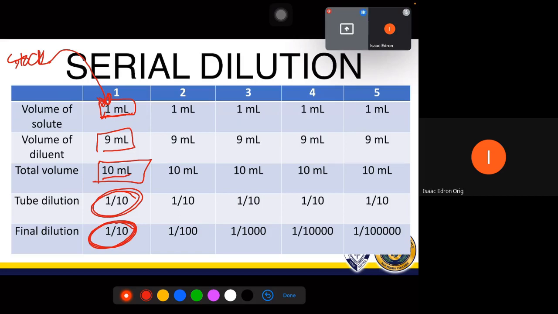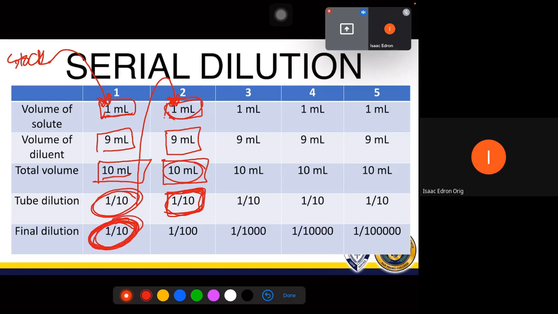Okay? Then, ito sa next, kukunin mo dito sa tube 1, dito mo kukunin yung 1 ml papunta sa tube number 2. Tapos, yung 1 ml na yun, i-add mo siya sa 9 ml of diluent para maging total volume is 10 ml. Then, ang dilution na sa tube na yun is still 1 over 10, di ba? Kasi 1 divided by 10 is 1 over 10. Pero since kinuha natin sa 1 over 10 final dilution, ang 1 ml na ito, multiply natin ang final dilution ng tube number 1 with the tube dilution of tube number 2. Multiply nyo yan, magiging 1 over 100. 1 over 10 times 1 over 10, 1 over 100. Okay? So, okay na, 1 over 100.